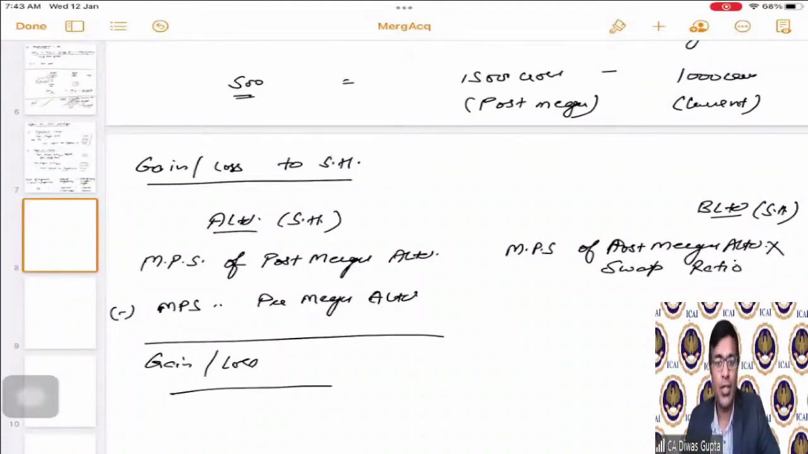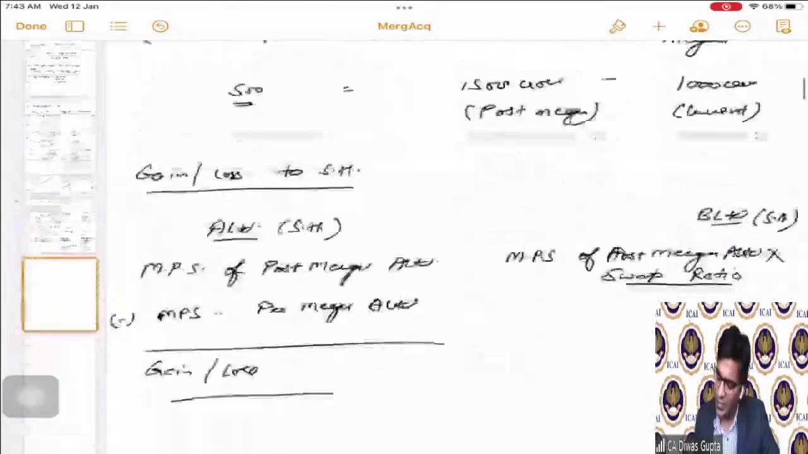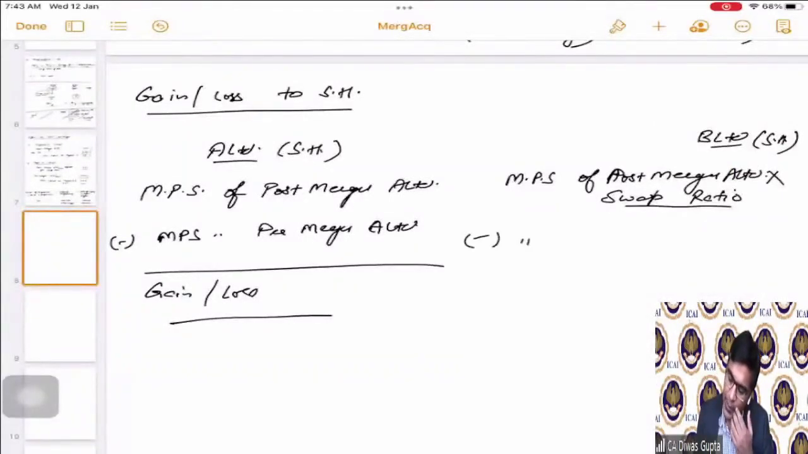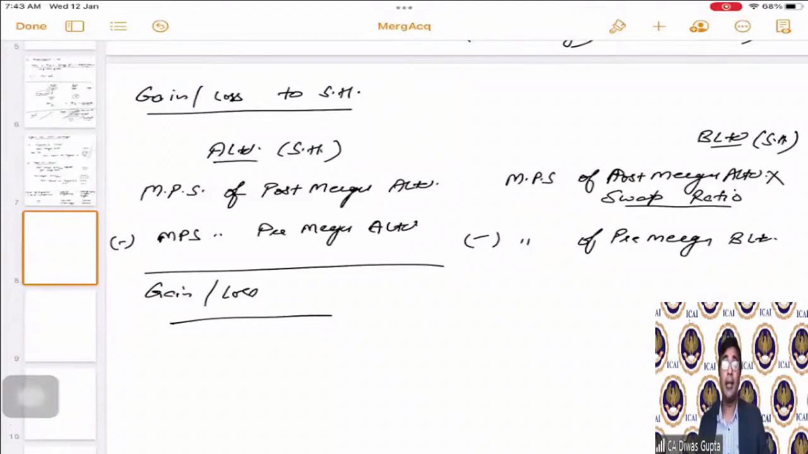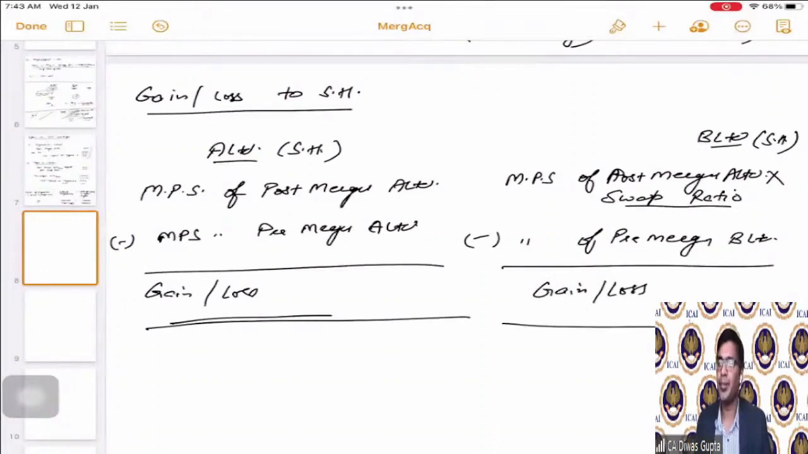Because of the changes in the valuation. So hence we have to always consider it as adjusted for the swap ratio, like we did in EPS, correct? We have multiplied with the swap ratio, and then we have to reduce the MPS of pre-merger B Limited, not A Limited. We have to compare B Limited, because the shareholder of B Limited was holding the share of B Limited before merger. This will be the gain or loss. Simple. For the shareholders of B Limited.